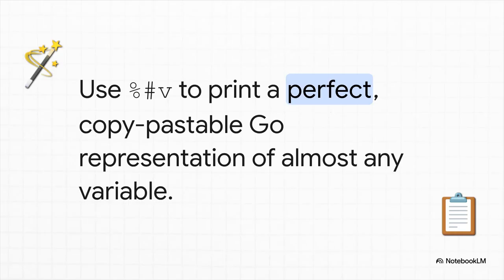But I gotta tell you, %#v is the one you're really gonna love. It's like a superpower. Imagine you've got some complex variable, like our big time zone map. This verb will print the entire thing out in perfect Go syntax. You can literally copy the output from your console and paste it right back into your code. It's an absolutely incredible tool.